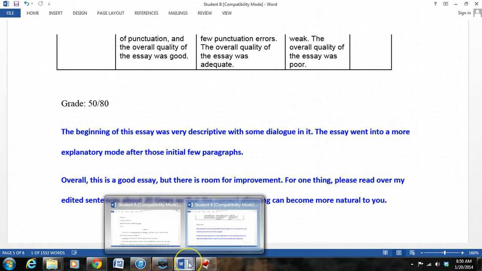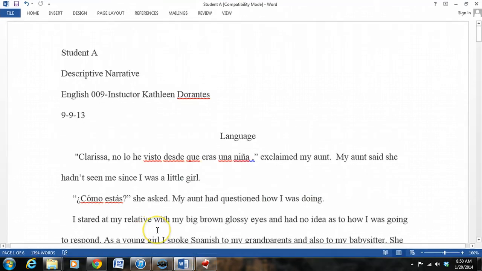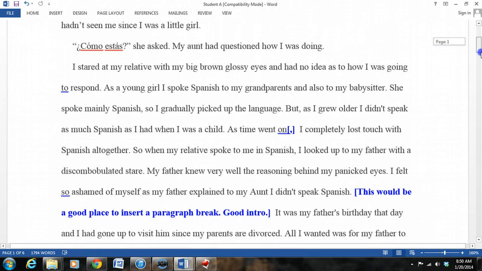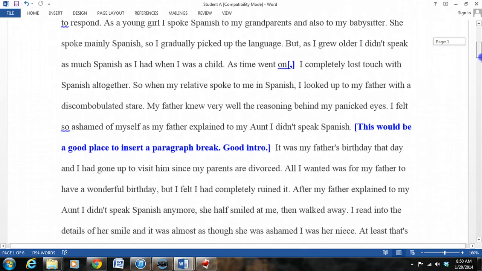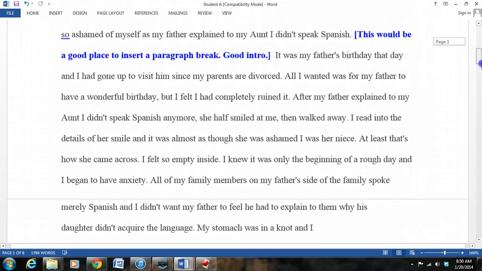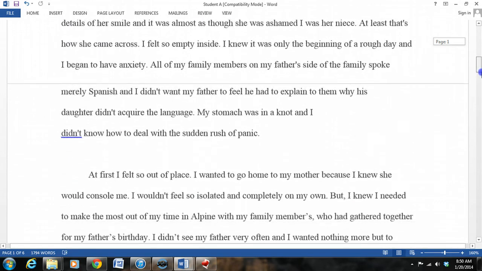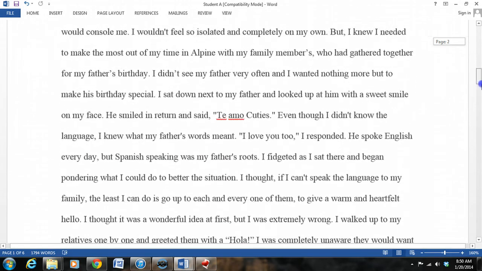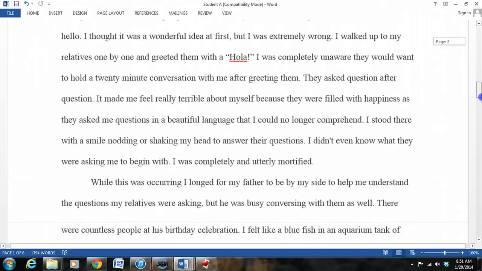I want to also show you a student who did very well and got a different score. So here's student A. Starts out with a Spanish quote, so pretty good introduction, and she explains that Spanish quote as well. And, I have a few suggestions in here of what to do. But here is her essay.